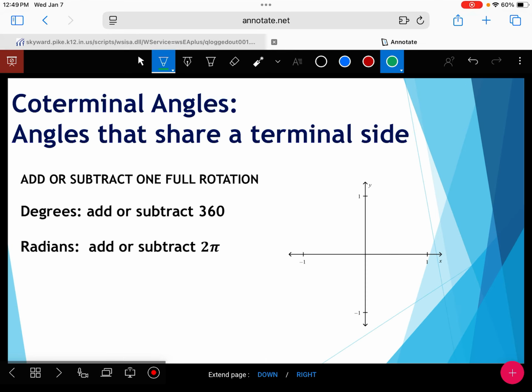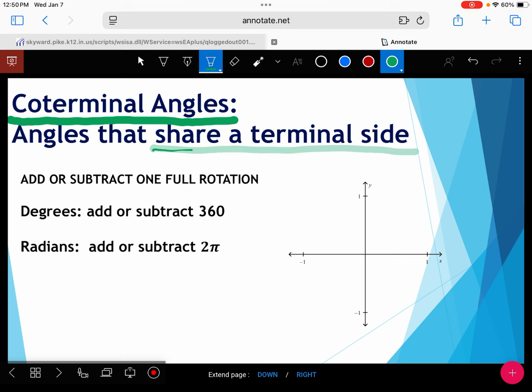Yesterday in 6.1, we ended with converting angles from degrees to radians and converting them from radians to degrees. Today, we're going to talk about coterminal angles. The prefix co means same. So coterminal angles share the same terminal side.